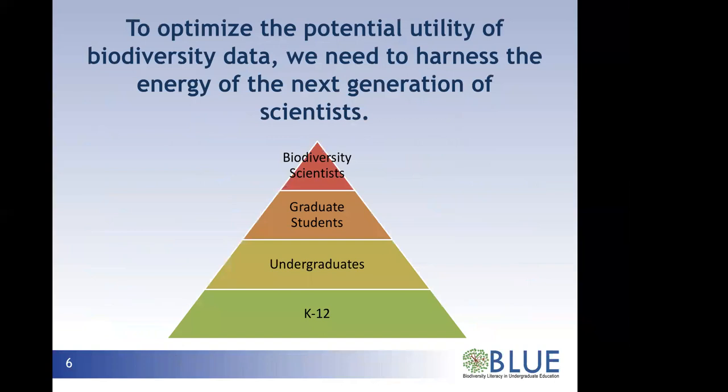So I like this figure because it really shows you how you have the majority of the students that you're going to encounter in the K through 12 environment. Many of them go on to undergrad, a few will go on to grad, and a very few go on to become biodiversity scientists. So to really sustain our efforts in biodiversity science, we need to broadly train the developing workforce, harness the energy and excitement in the next generation of scientists, and explore novel uses to engage the audience.